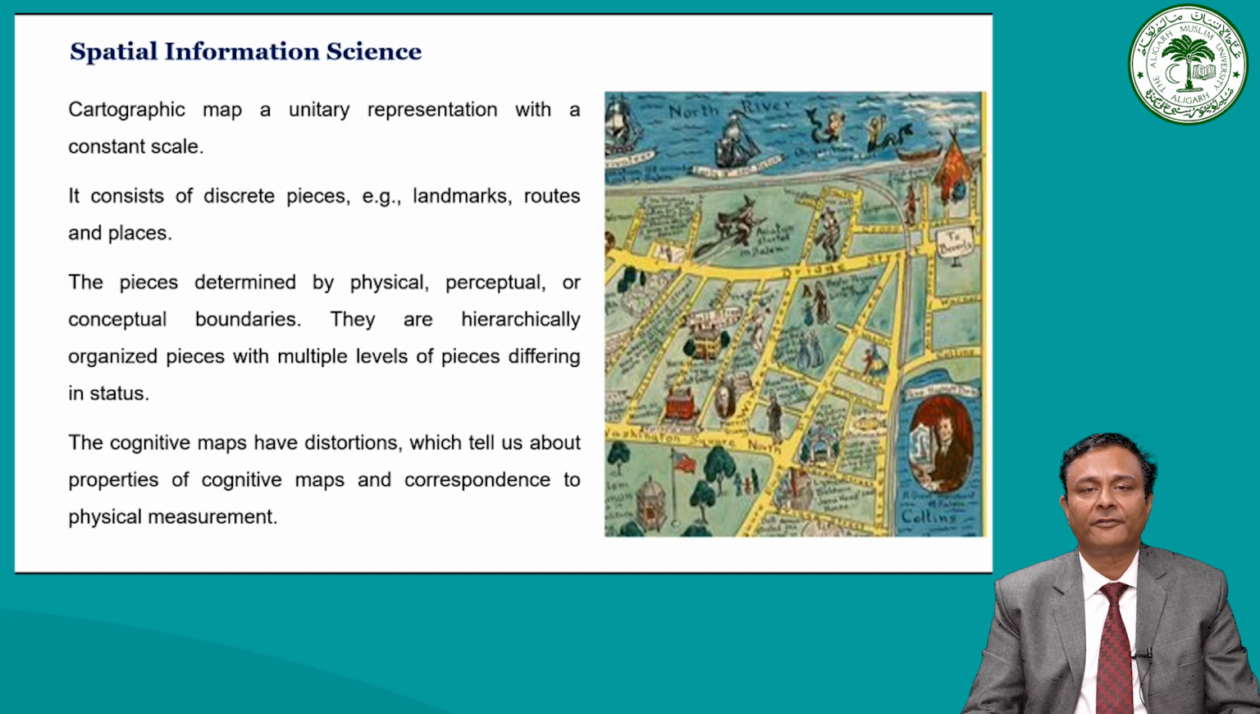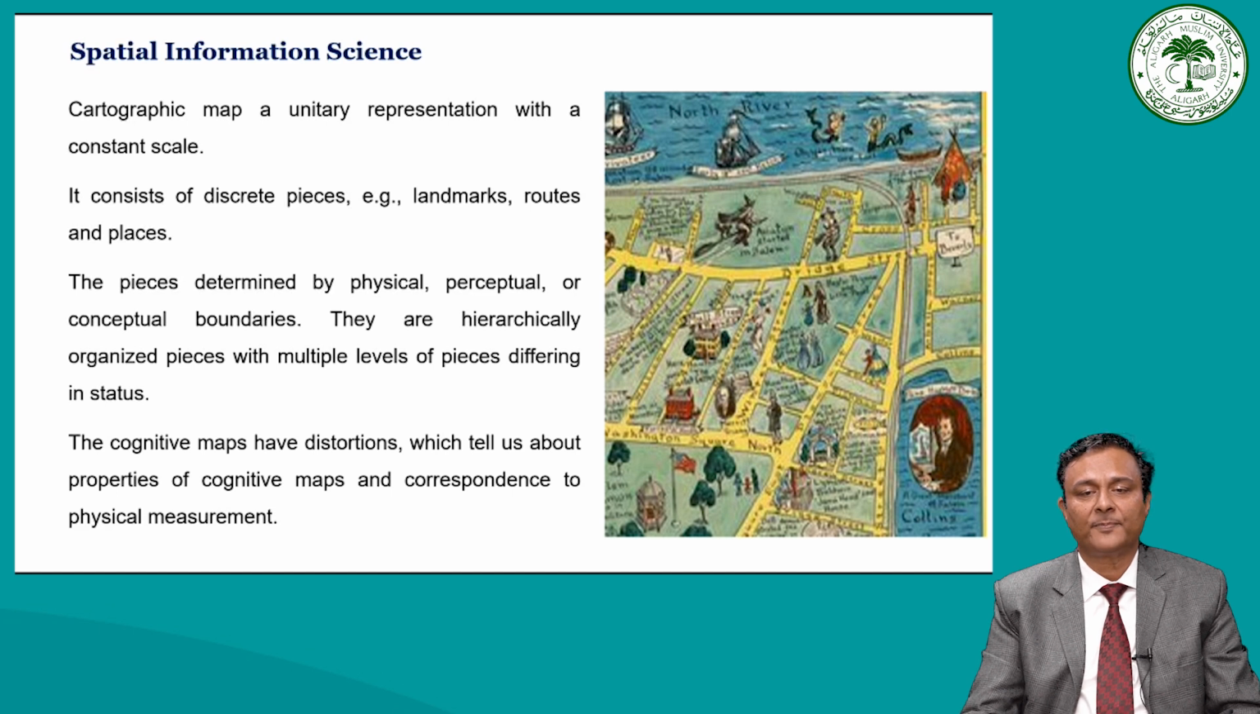It is not like a cartographic map in the imagination. It is not a unitary representation with a constant scale, nor is it completely integrated. It consists of discrete pieces, for example landmarks, routes, places, monuments, etc. The pieces are determined by physical, perceptual, or conceptual boundaries. They are hierarchically organized pieces with multiple levels differing in status, for example size.